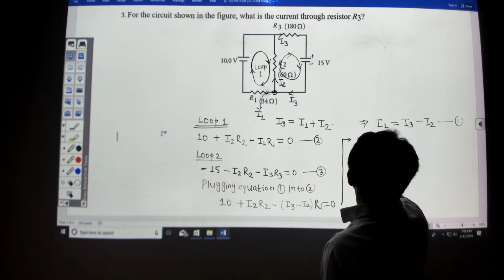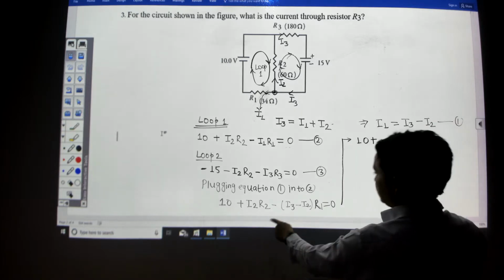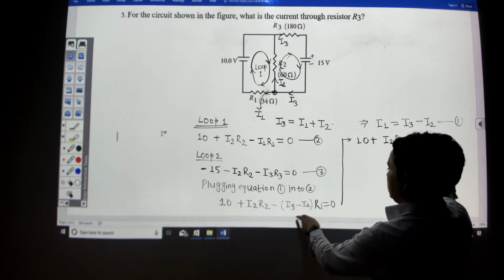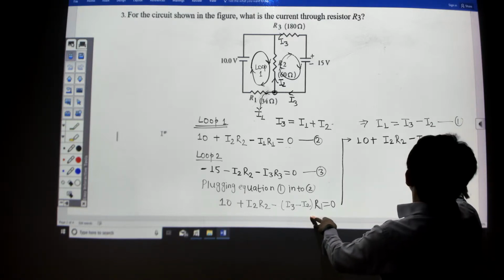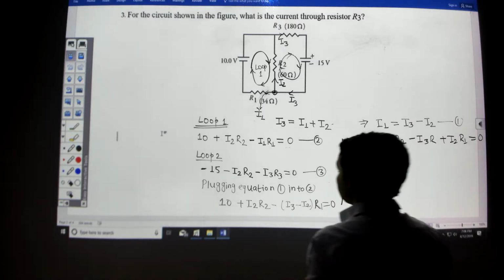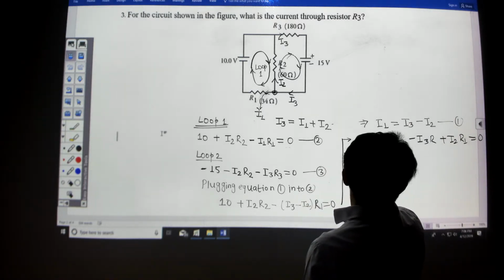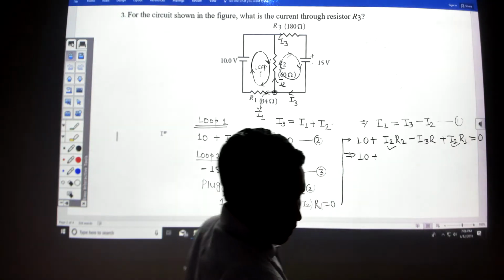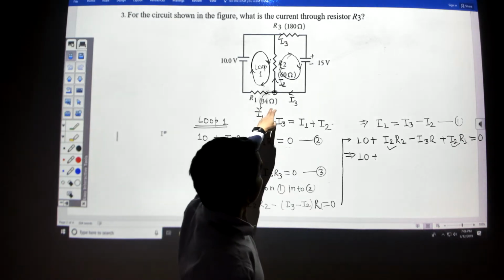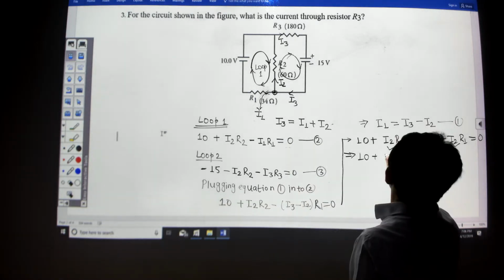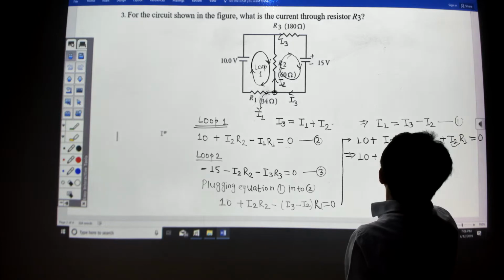10 plus I2 R2 minus I3 R1 plus I2 R1. This is equal to 0. This implies 10 plus I2 R2 and I2 R1 we have together. What's the R1 value? 34 ohm. And R2 is 60 ohm. If I add them together, what do I get? 94. So I get 94 times I2.